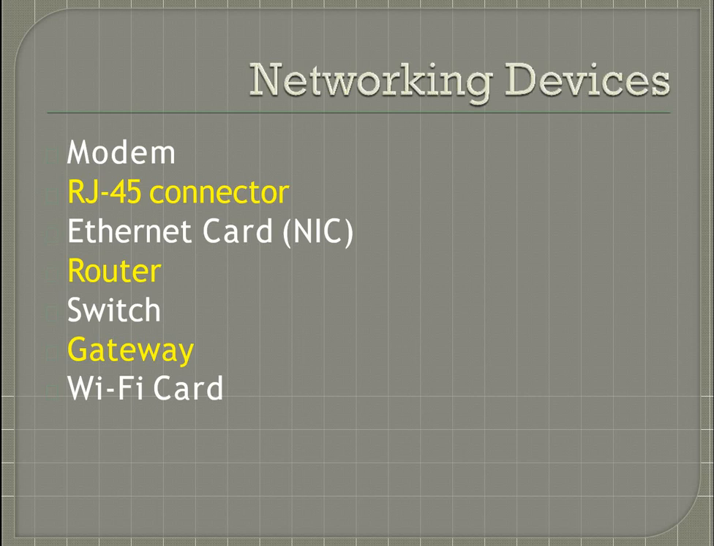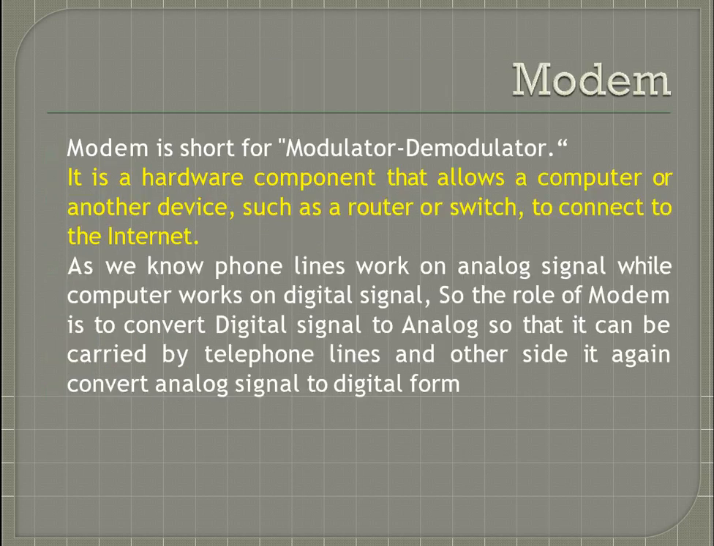Networking devices. There are different networking devices: modem, RJ45 connector, Ethernet card, otherwise known as NIC, router, switch, gateway, Wi-Fi card, etc. We'll see all these networking devices in detail. First one is modem. The short form of modulator, demodulator is only modem. So modem is nothing but modulator, demodulator.